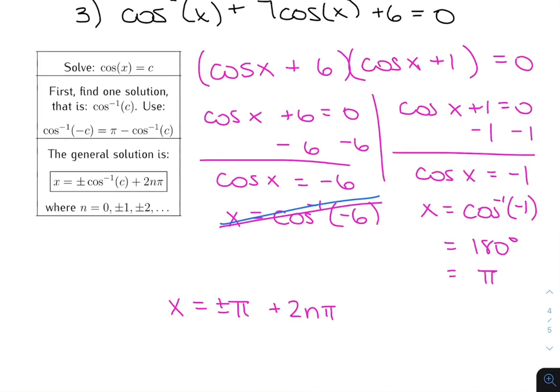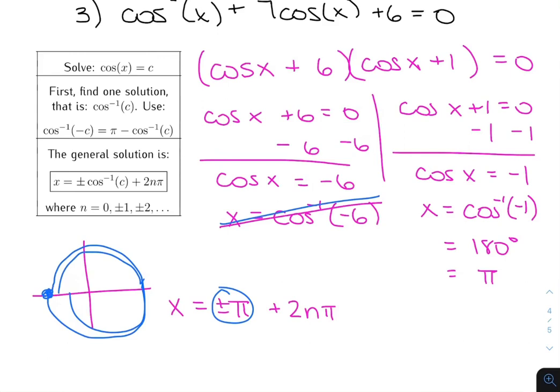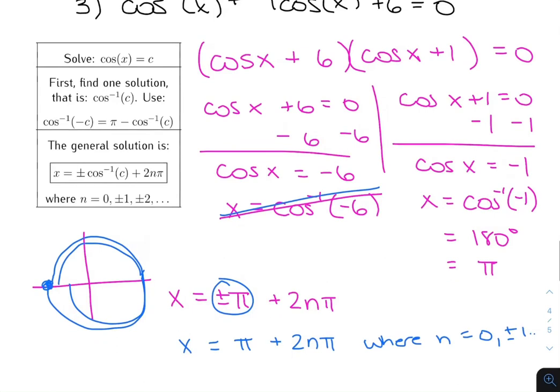But if you look at plus or minus pi on the graph, if you go forward 180 degrees, that's going to give you a point at 180 degrees. But if you go backwards, that's also going to give you that same point. So plus and minus pi is the same thing for both positive pi and negative pi. Because of that, you can simplify this to just positive pi plus 2n pi. So this is what your general solution is, where n is equal to 0, plus and minus 1, plus and minus 2, and so on and so forth. And this would be our solution.